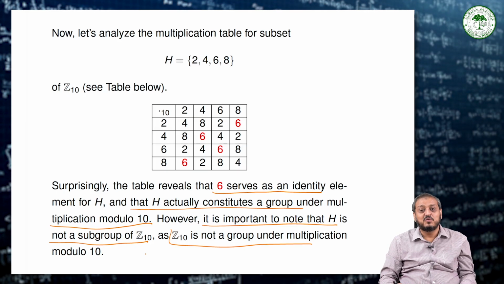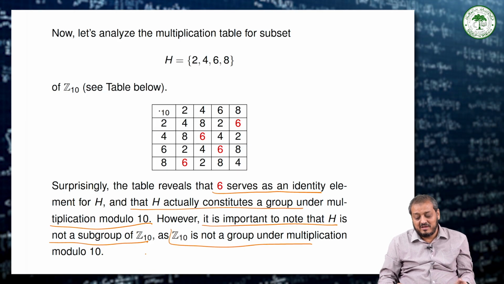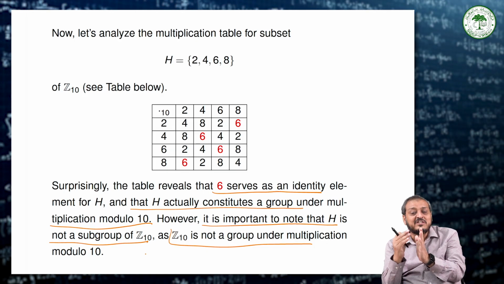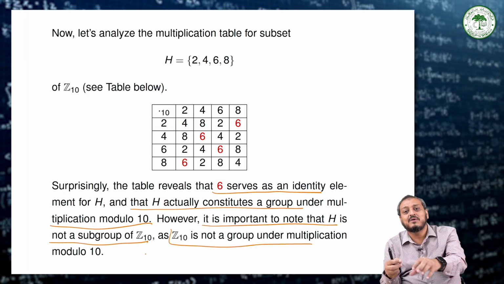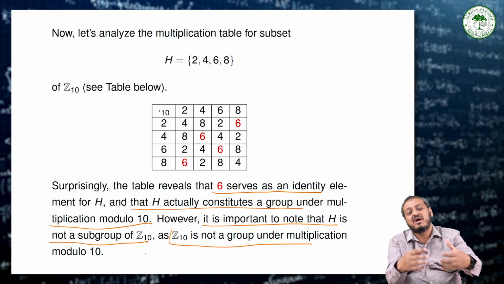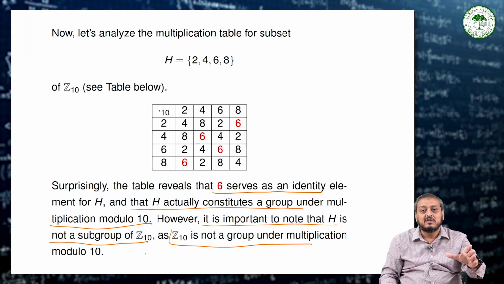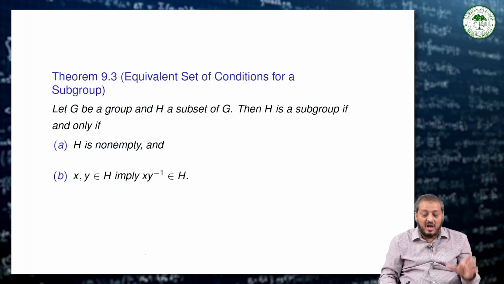So we have to keep this very much in mind. First we need G to be a group. Then if H is a subset and this subset is itself a group, we say that H is a subgroup of the group G.